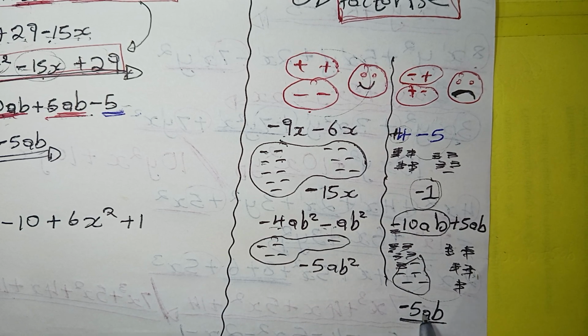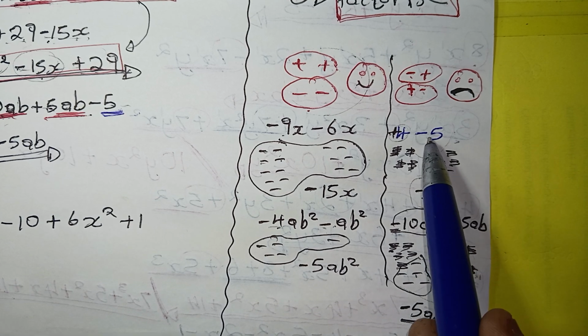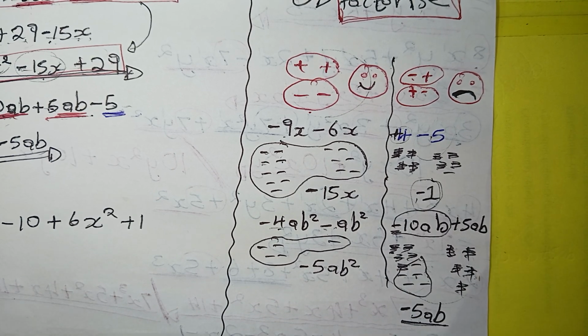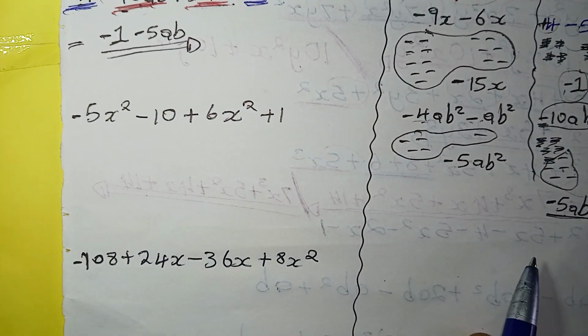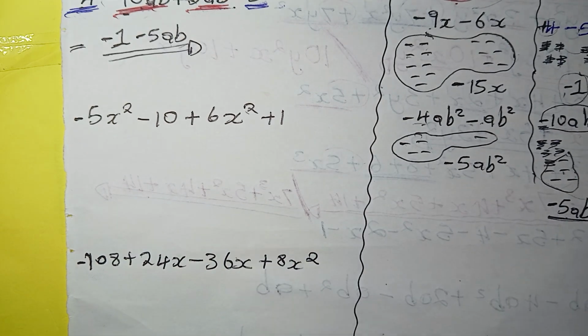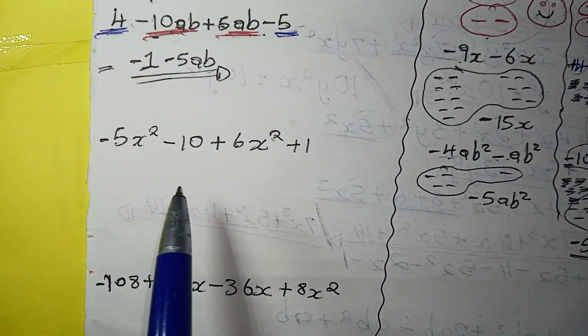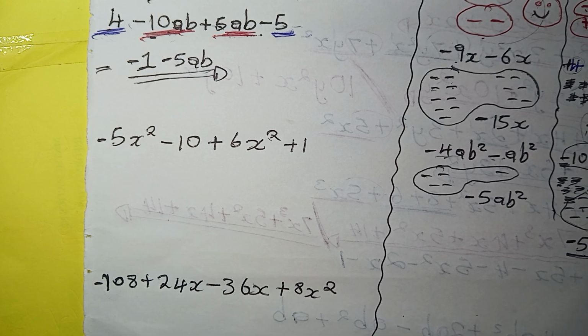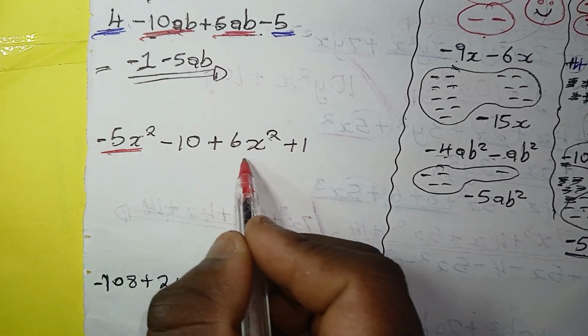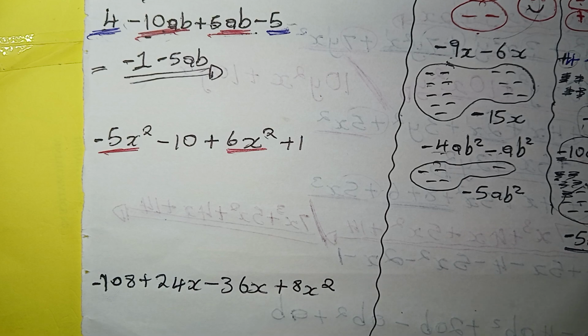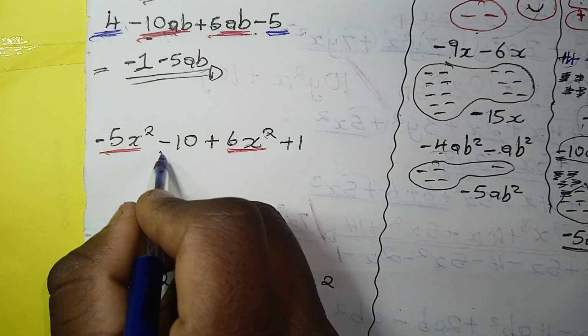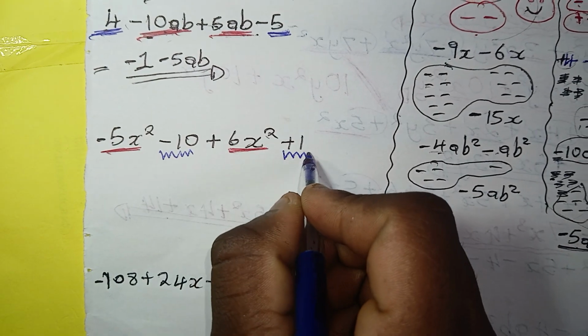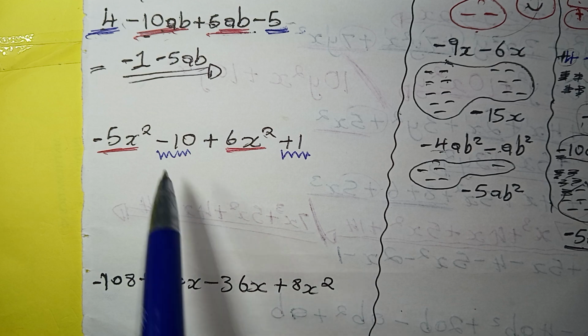Negative are big, they will be left negative. Even here, they will be left negative. So let me try to show you this one, 1, 2. And so check something here. If you can notice here, this is the like term of that, and this one is the like term of this one. So do you see this one?